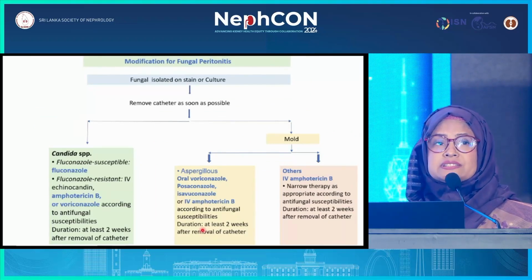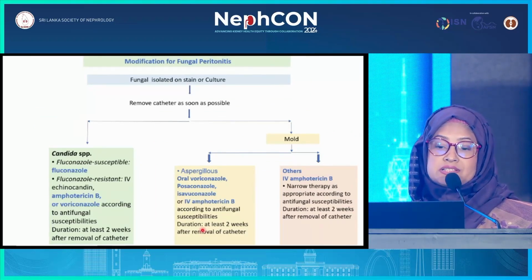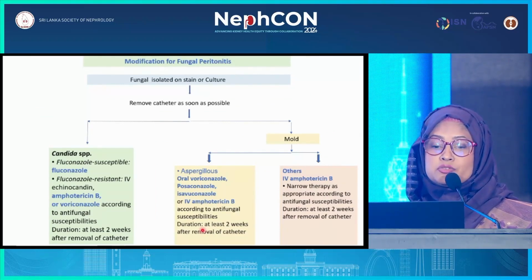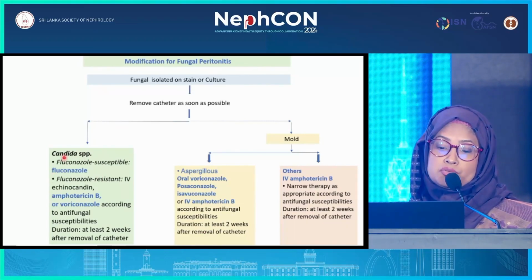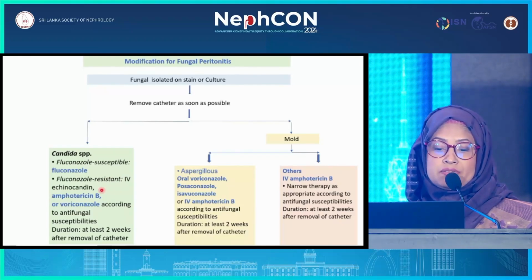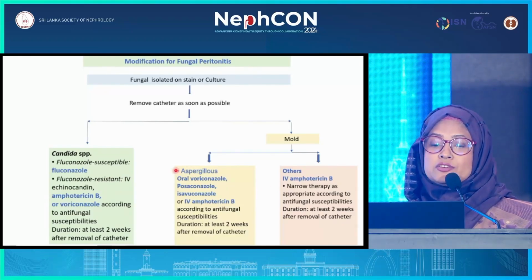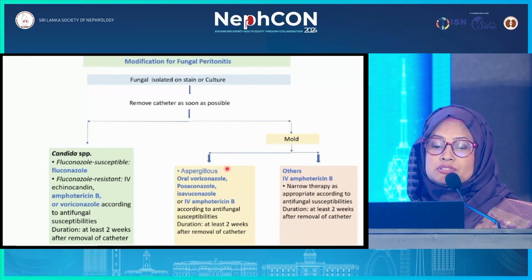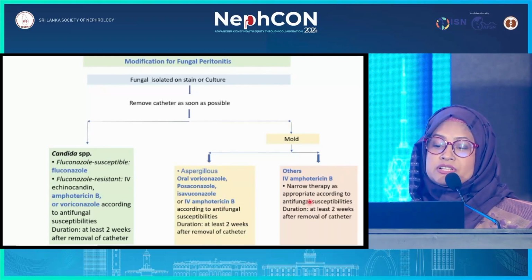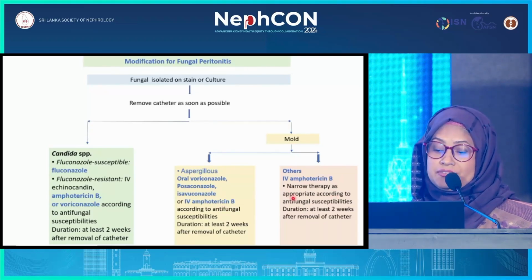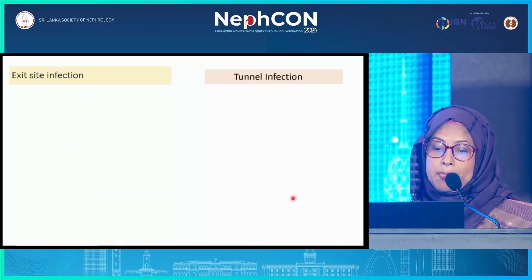Though fungal peritonitis is rare, its consequence is devastating. So if any fungus is isolated in your culture, we need to remove the catheter as early as possible. And if we find Candida, we can start oral fluconazole. In case of fluconazole resistance, you can try echinocandin or amphotericin B or voriconazole. In case of aspergillosis, rather than fluconazole, we should start oral voriconazole. And for mold, if it is resistant, then we should consider IV amphotericin B.